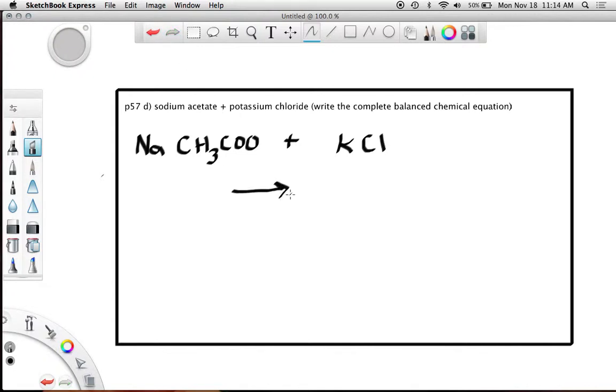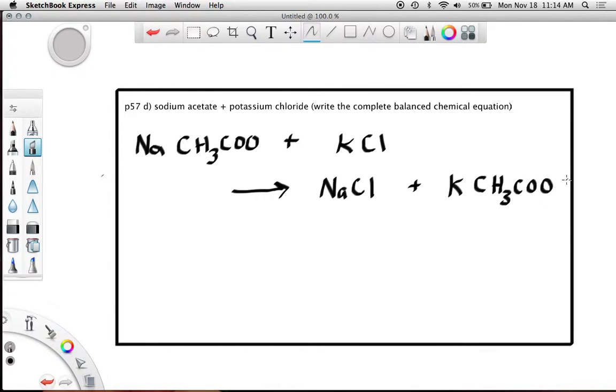All right. I have AB plus CD. So once again, what type of reaction are we thinking? Double displacement. So we're going to move sodium and chlorine together, outside with outside, and potassium with acetate, inside.